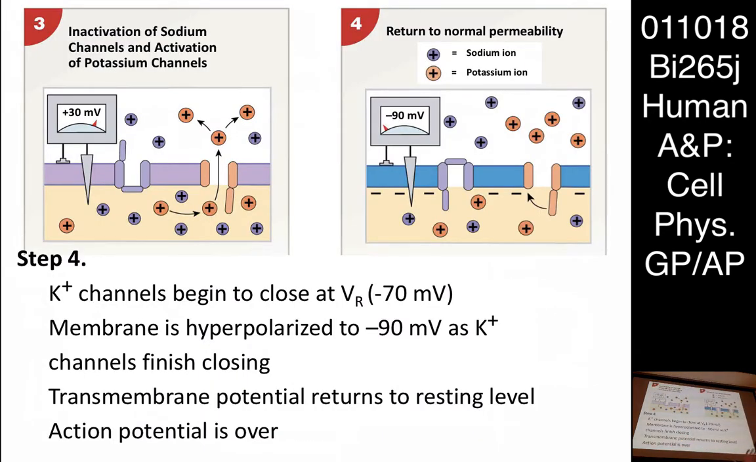But our chemical gradient's a little thrown off. So there's going to be a period called the refractory period, I'll talk about in a moment, where we're going to reestablish the proper chemical gradient based upon the sodium-potassium ATPase. That's going to help reestablish the chemical gradient.